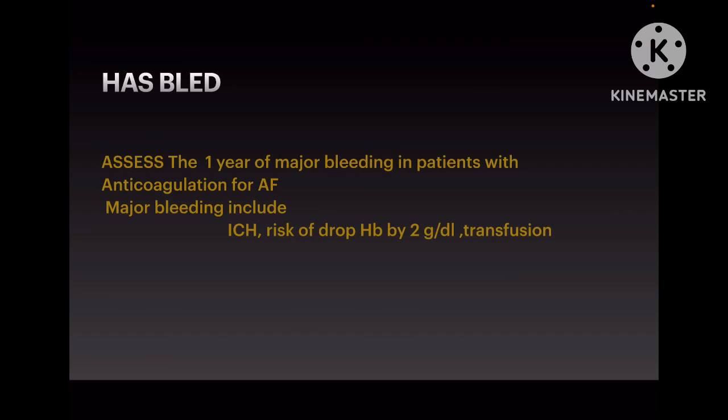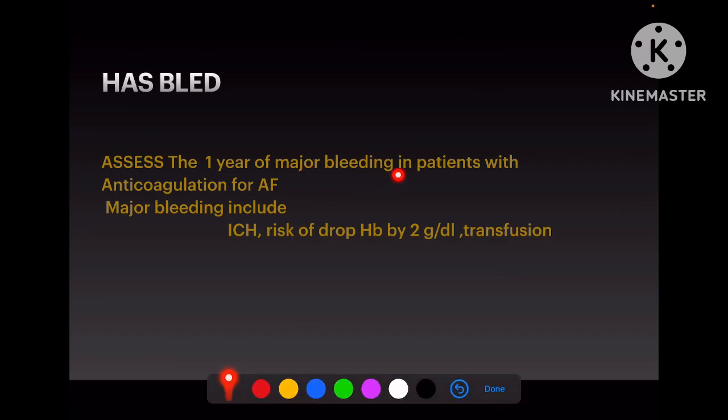What is this major bleeding? Major bleeding is a term we can consider if there is intracranial hemorrhage, a drop in hemoglobin by 2 grams per deciliter, or an increased possibility of blood transfusion. Those we consider as major bleeding events.